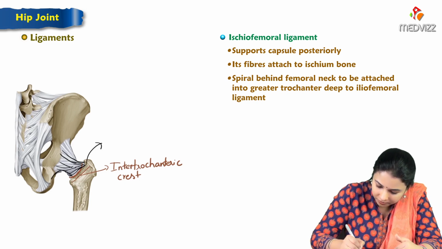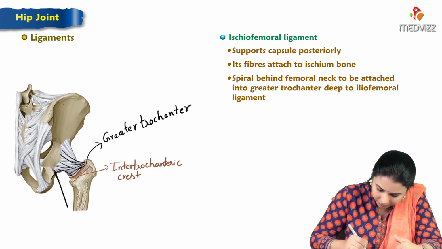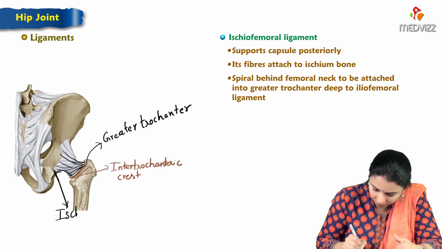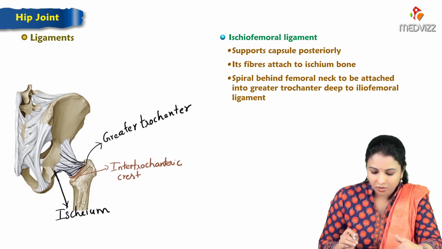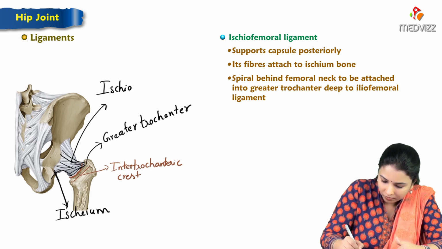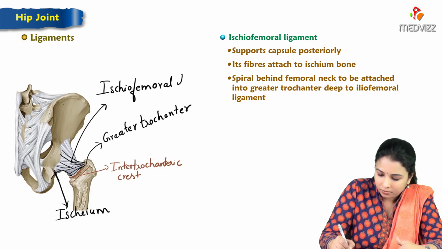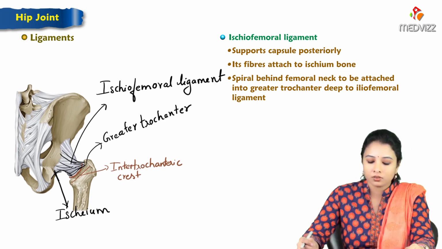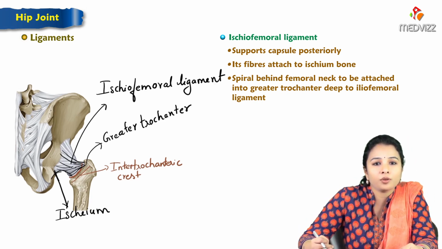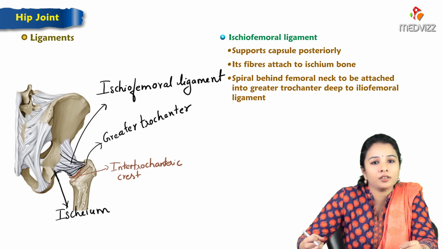So this is the ischium. So this ligament is the ischiofemoral ligament. So it attaches to the greater trochanter deep to the iliofemoral ligament.